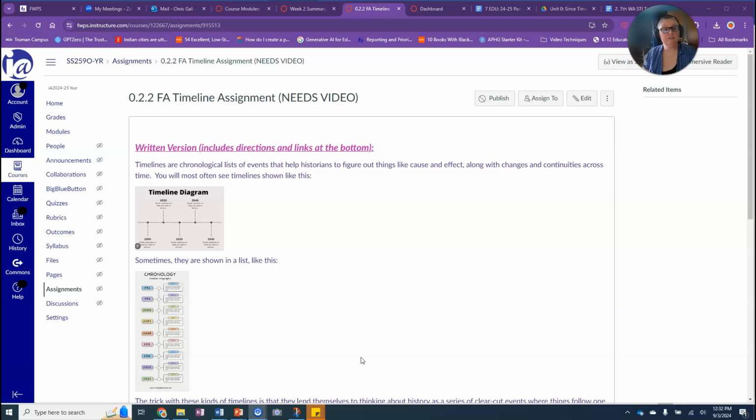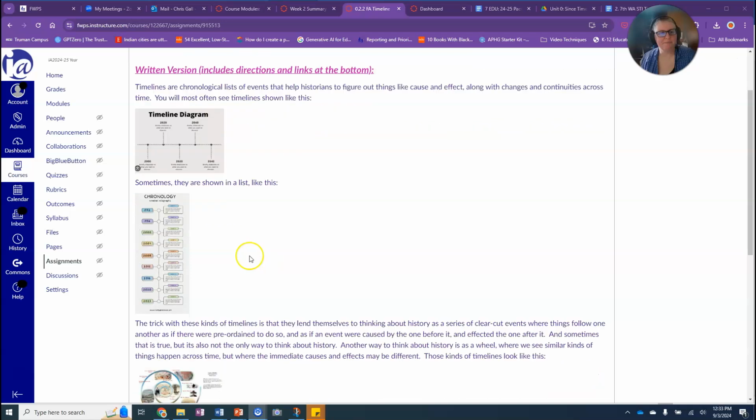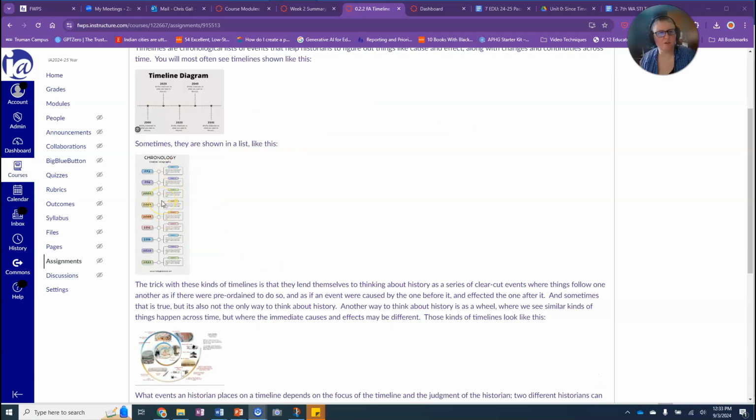All right, so a little bit about timelines. Timelines are chronological lists of events that help historians figure out things like cause and effect, along with things like changes or continuity across time. And you'll often see timelines drawn like this first picture right here, where it's just a line with some things marked off it to show time with dates. Sometimes you'll see them as a list.